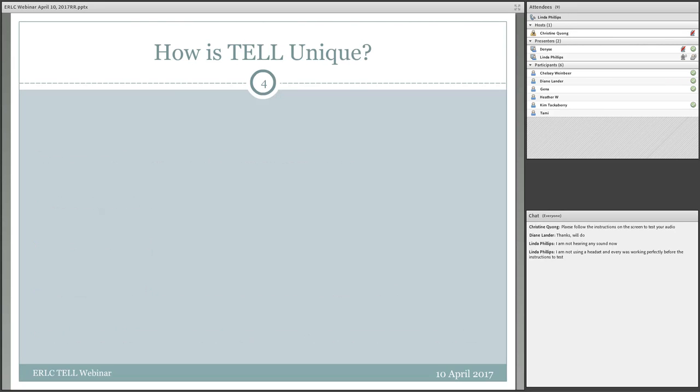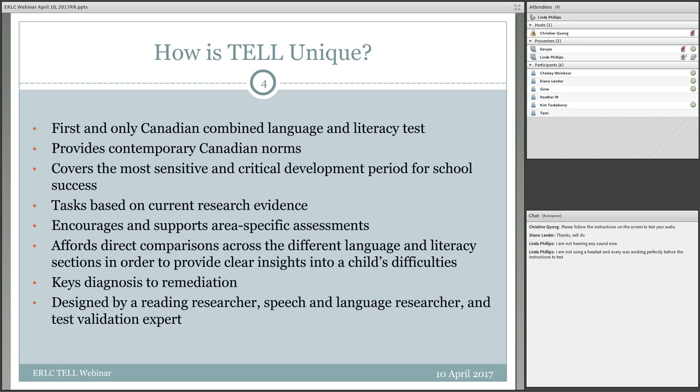And TEL is unique because it is the first and only Canadian combined language and literacy test. Language and literacy tests have traditionally been separate and frequently administered by individuals with complementary expertise. For instance, reading teachers would have to ask speech-language pathologists to complete a language assessment, and they in turn would have to ask reading teachers for a reading assessment. This was not really the best situation because, for the most part, approximately 55 to 70% of those with language impairment also have reading problems, and vice versa. And speech-language pathologists and reading teachers use different tests with different norms, a situation more like comparing apples to oranges. Thus, it is important for language and literacy to be combined on the same test so that both groups of professionals may use the same test, normed on the same children, for both language and literacy purposes.